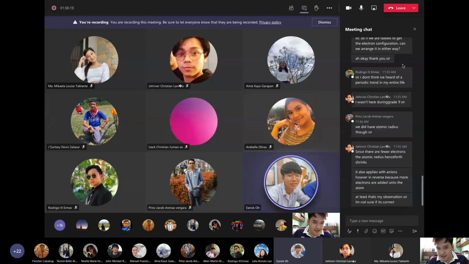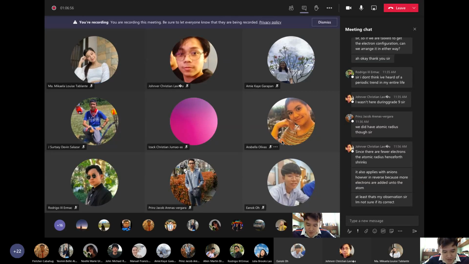Actually, cations shrink as the electrons go out, and anions expand the radius as electrons get added. That's my observation, sir. Okay, that's good. Thank you for that, Enoch. Here we have from Janver: fewer electrons, atomic radius henceforth shrinks, and ions reverse because more electrons are added into the atom. Okay, that's very good. So both are correct.